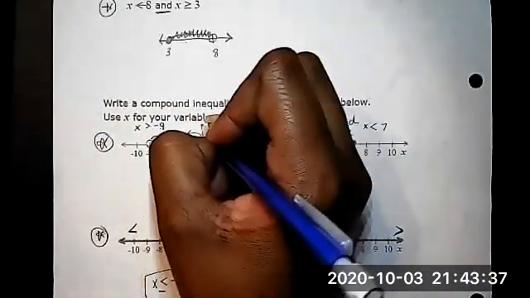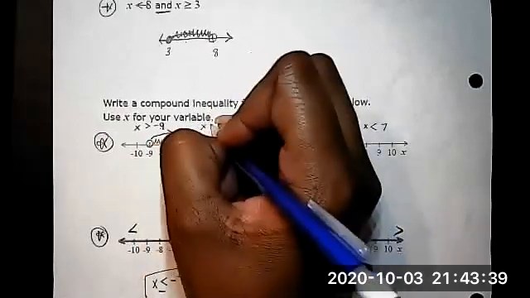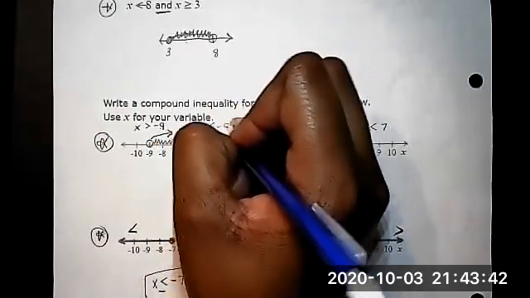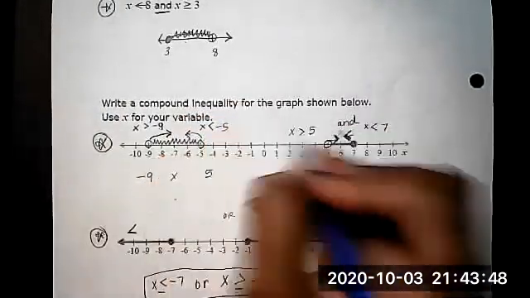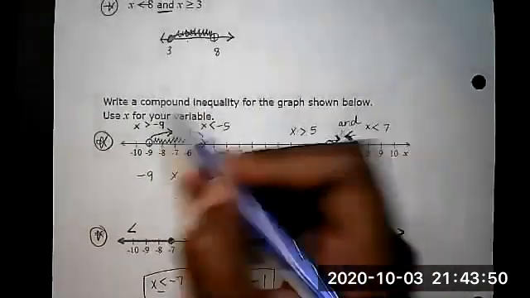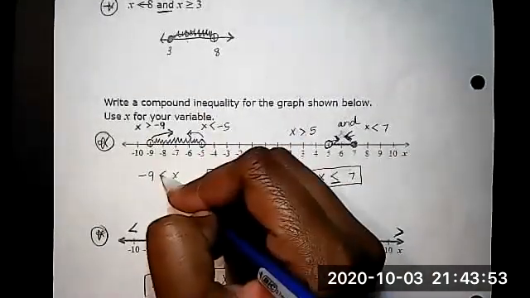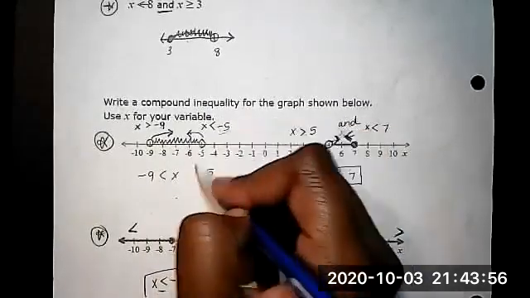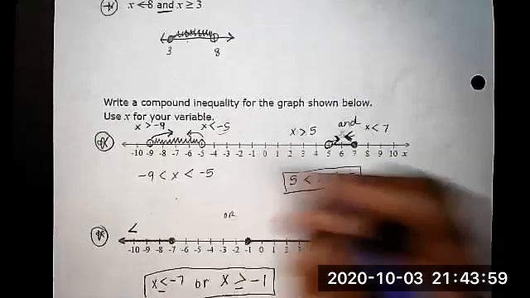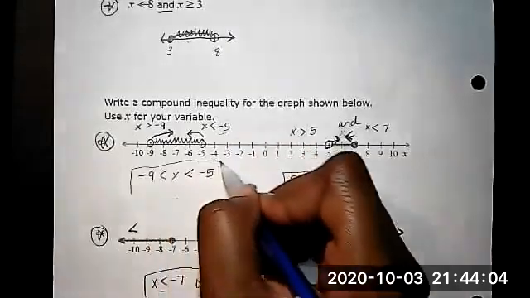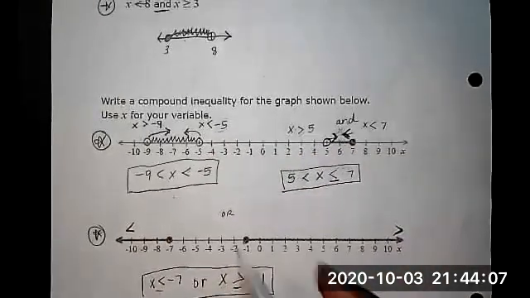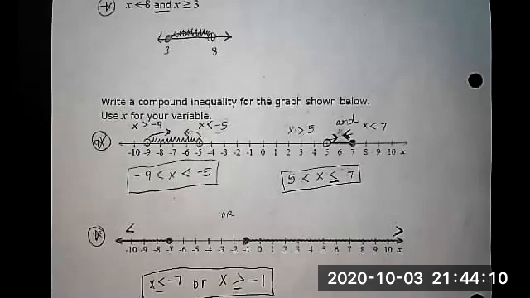In this case, X is going to be, it looks like, less than -5. So we know we're going to have -9, we're going to have X, and we're going to have -5. This is only for your "and." Here, the mouth is open towards the X, and here the mouth is open towards the -5. So this is what a compound inequality looks like. Okay, so that's how you do that.